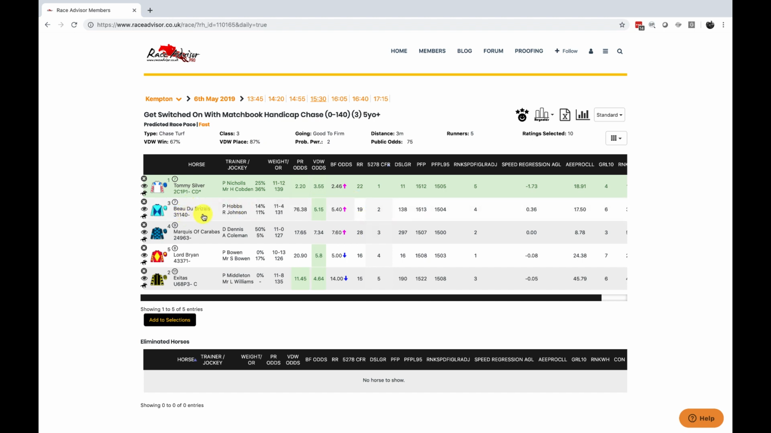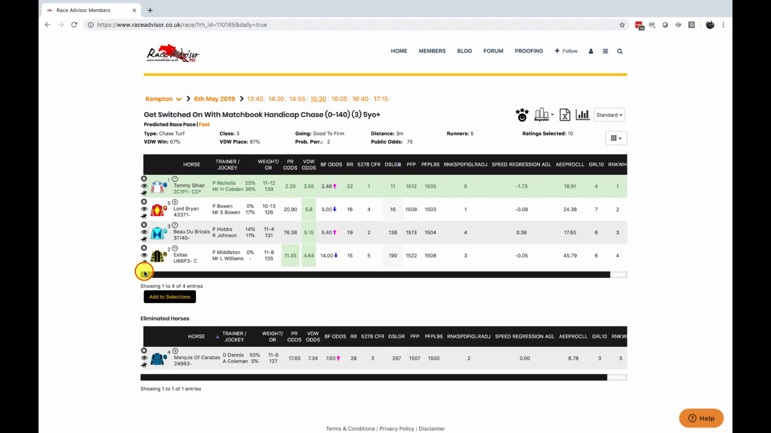We have concern over Beau de Brisé because the odds are very high, but we're going to keep moving along to our DSLGR. This is the number of days since the horse had a good race. Now I'm going to remove the horses that have a long time since a good race. More than 6 months is a concern. So we can see here the Marquis of Carabas has had 297 days since a good race. I'm just going to click on that X to remove the horse from our contenders list.